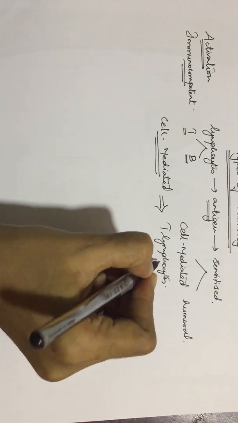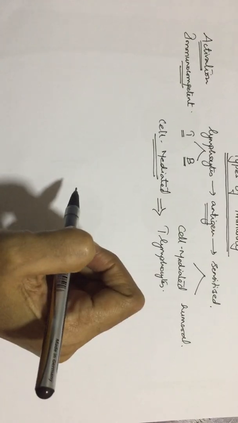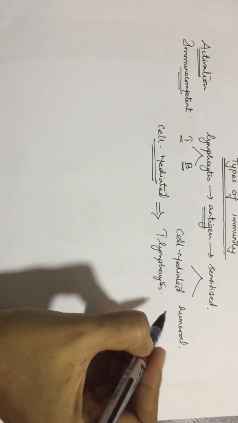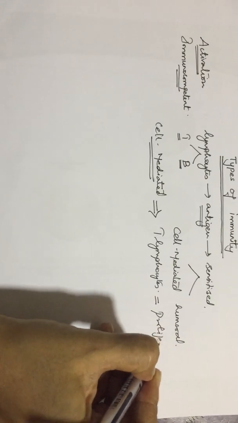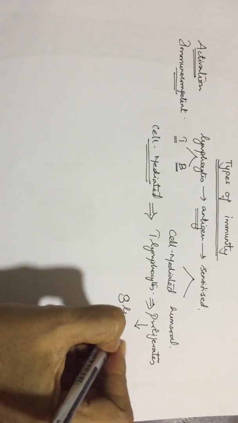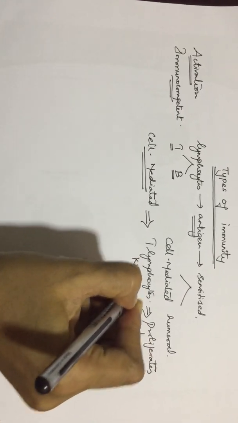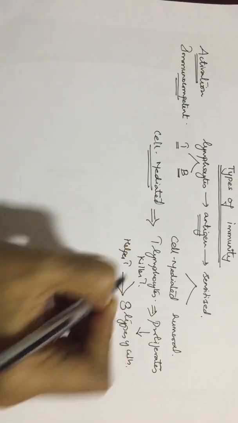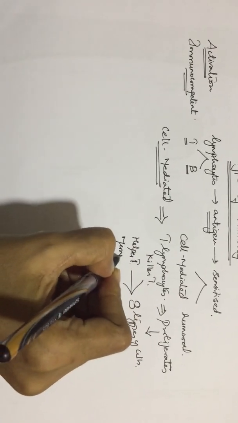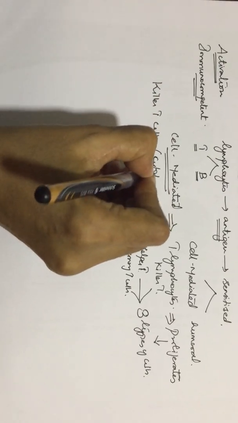So when the T lymphocytes encounter the antigen, which is the foreign particles or the foreign substances to the body, it gets sensitized and it proliferates in the lymphoid tissue. It is also differentiated into three types of cells. They are killer T cells, helper T cells, and memory T cells. The killer T cells are also called cytotoxic T cells.